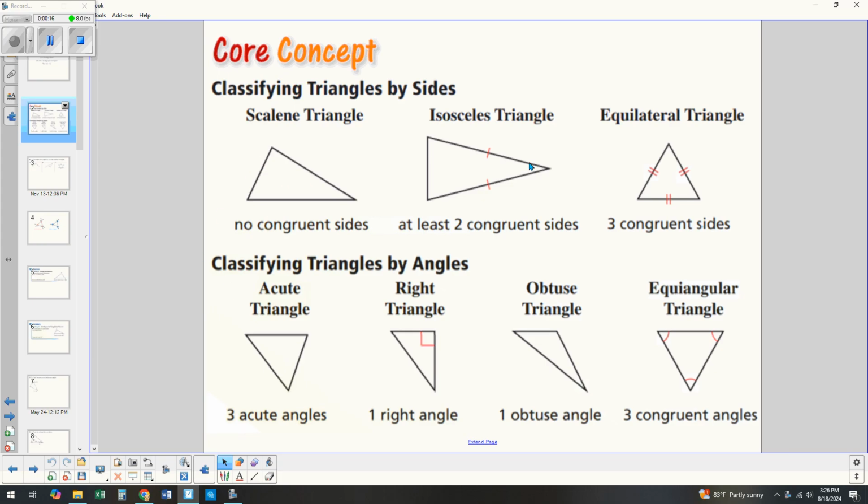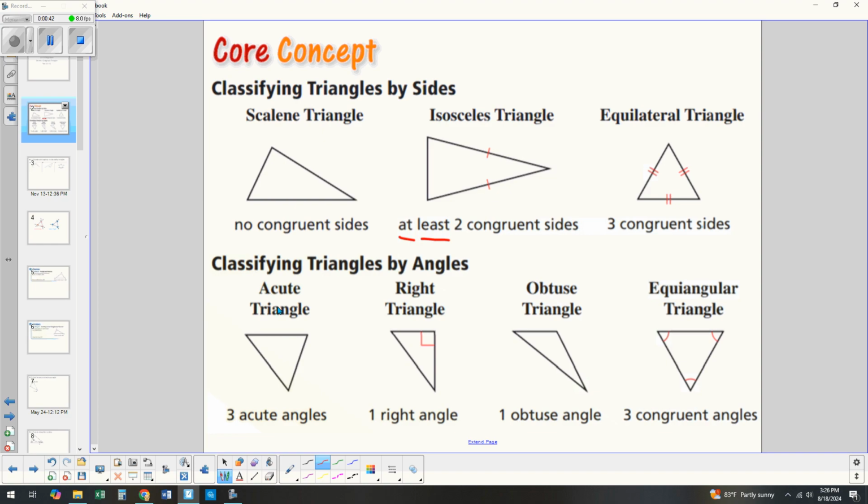So there are three ways you can classify a triangle by its sides. Scalene is when there are no congruent sides in the figure. Isosceles, by definition, is at least two congruent sides. Usually we'll only look at two, but the definition does say the word at least, which makes an equilateral triangle with three congruent sides a type of isosceles triangle, but it does have a more specific name, so we'll use that. Equilateral, all three sides congruent.